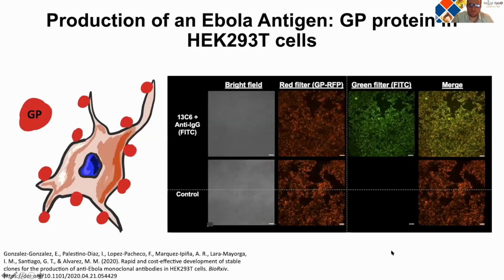monoclonal antibodies. And here you can see another example of the technology, where we produce the GP protein from Ebola virus. This GP protein is fused with RFP with the intention of seeing it in the microscope and seeing the interaction between the monoclonal antibody produced previously and the anti-IgG marked with FITC. In these figures, you can see the interaction.